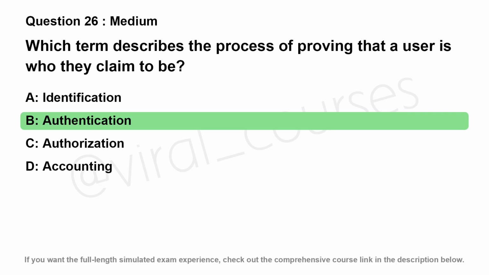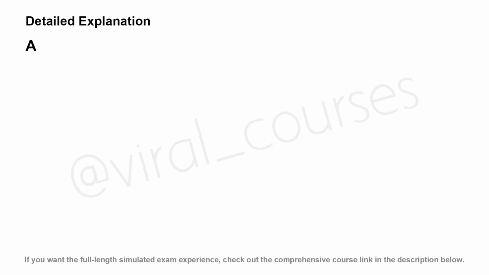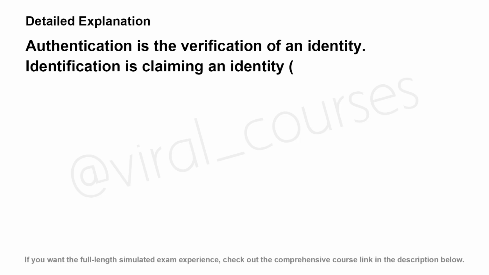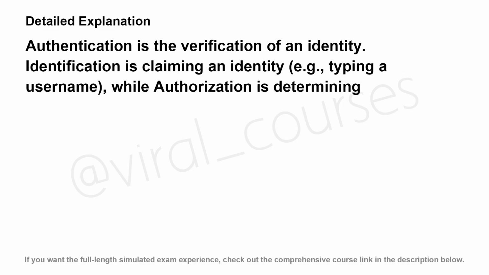The correct answer is B. Authentication is the verification of an identity. Identification is claiming an identity, e.g., typing a username, while authorization is determining what that identity is allowed to do.